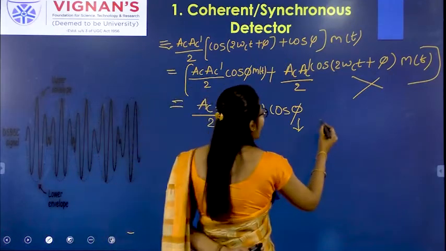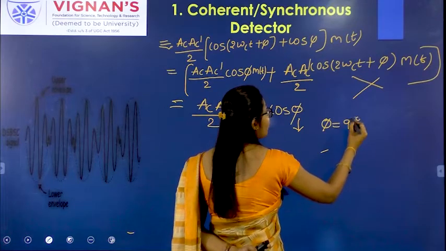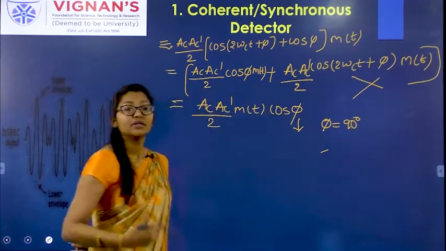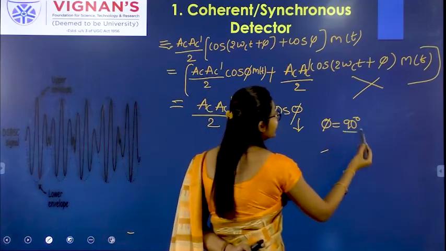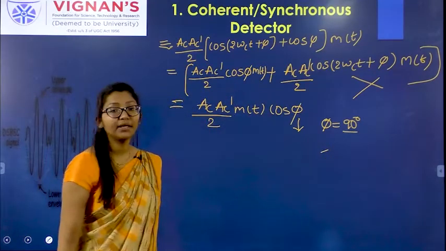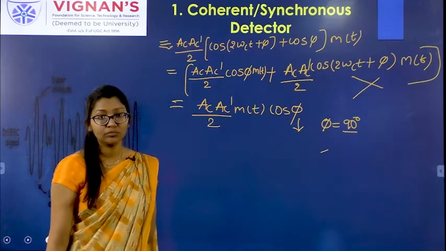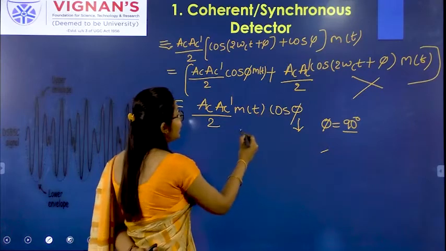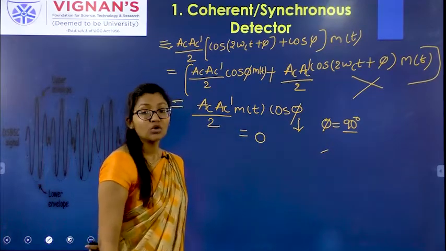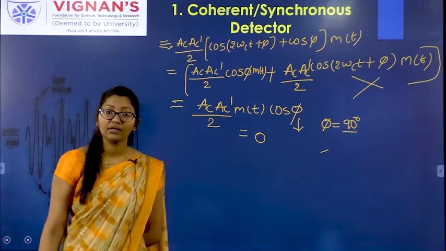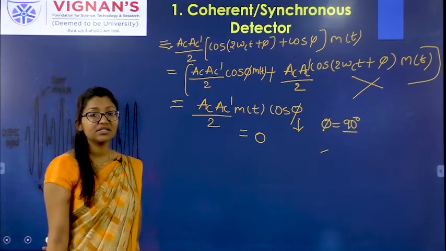Suppose I am considering the phi value as 90 degrees, if it is more than a little error, then what will happen here? If I consider phi equal to 90 degrees, cos 90 value is 0, right? Cos 90 is 0, then you will get the final output as 0. So you are not getting any message signal back. Output signal you are getting 0. This is one effect, a null effect.